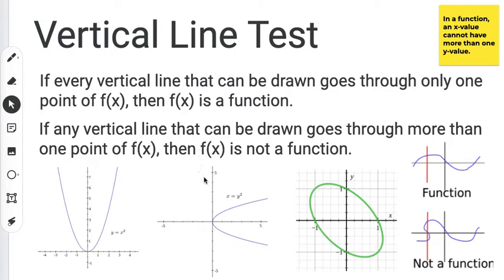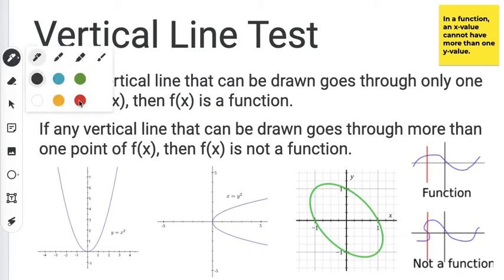So what we're going to do is look at these three graphs and see if they're functions or not. Now over here, I have two examples where one is a function and the other is not a function. And you can tell that this vertical red line goes through this blue function at only one point, right here. So that means it's a function. But if the line goes through more than one point, like here, it goes through 3 points, then it wouldn't be a function.